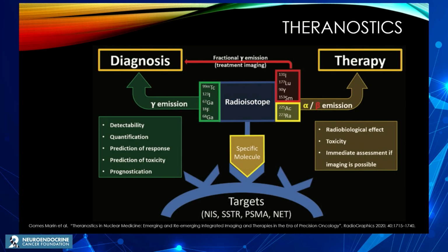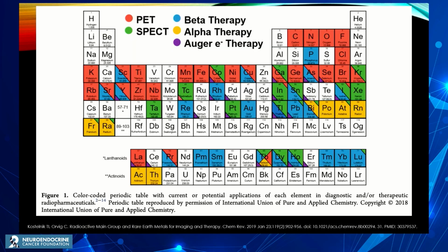What kind of tumors can we treat? It all depends on what receptors we are looking for. We can treat, for example, neuroendocrine tumors or prostate cancer, but we have to pick the specific molecule which will bind to the specific receptor.